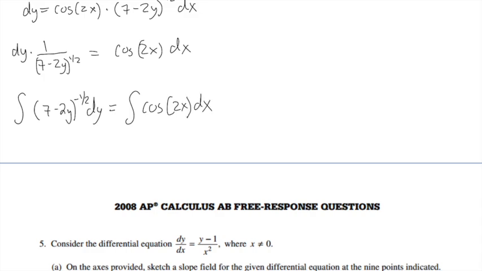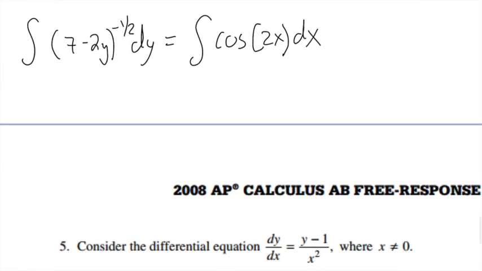And we're going to have to use a double u substitution. So I'm going to call one of them u and one of them v. So we're going to let u equal 7 minus 2y. That means du is going to be minus 2 dy. And then so we're going to get du over -2 is dy.